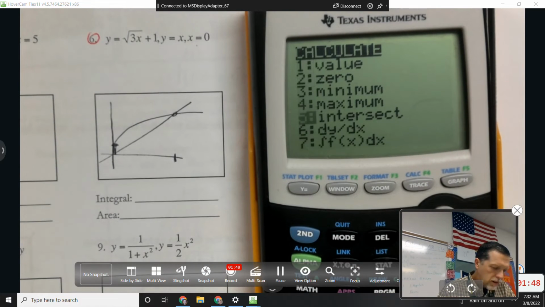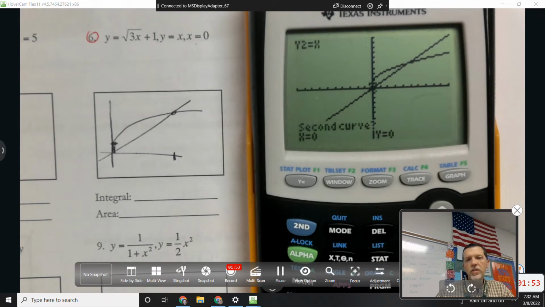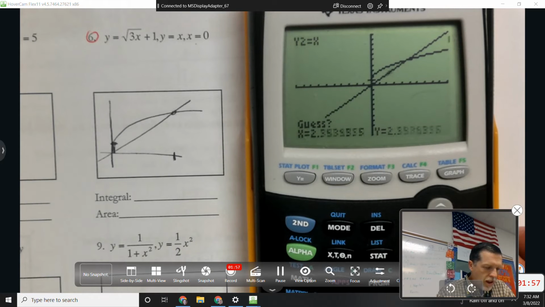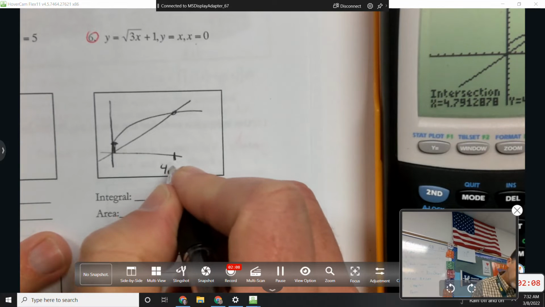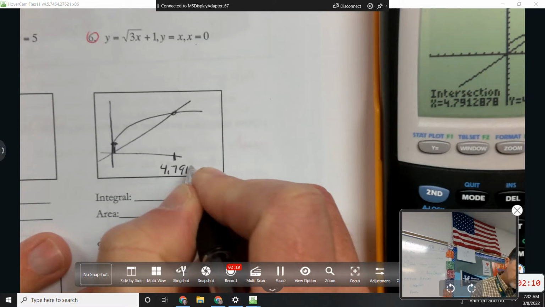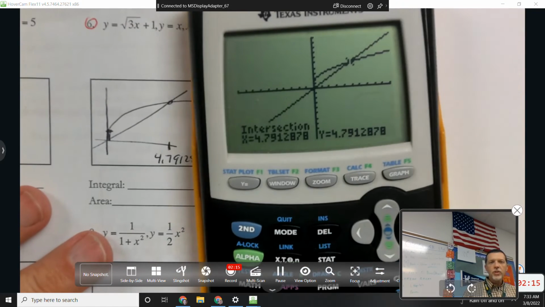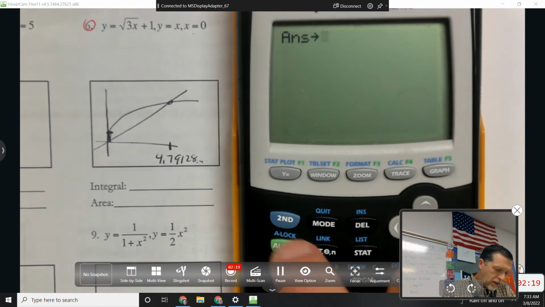Second calc, intersect. Again, if there's only two curves, it's easy to just hit enter and enter. First curve, second curve. And then guess, get kind of close to it. Hopefully it's something nice, but it's not something nice. That's okay. 4.79128... If we want to make sure we're really accurate on this, we can store that.